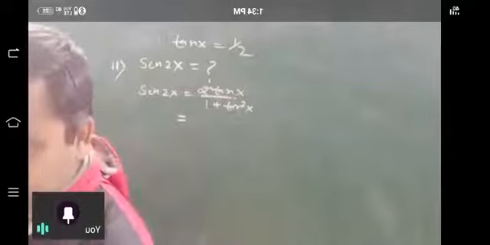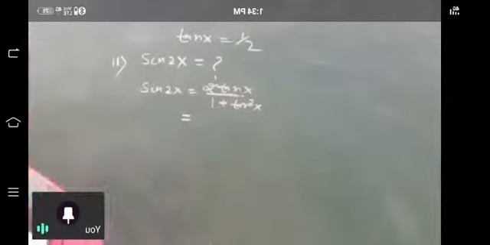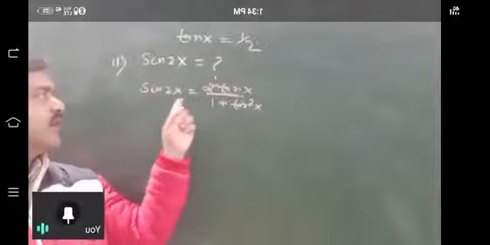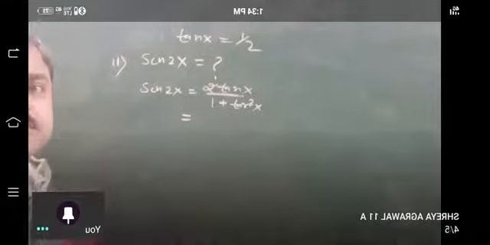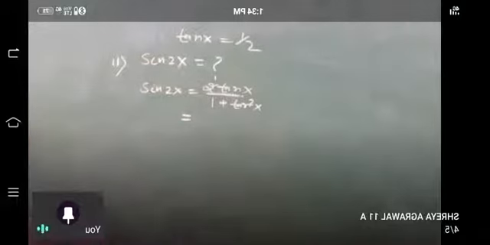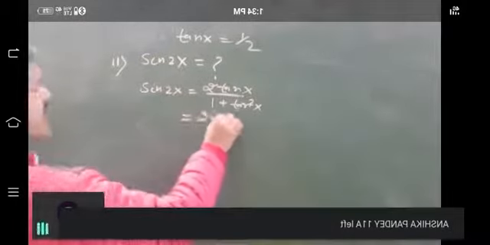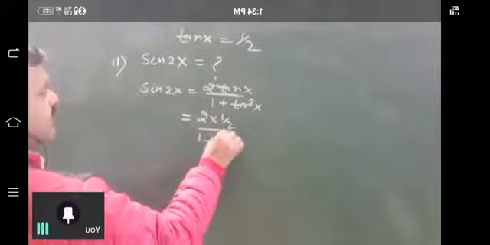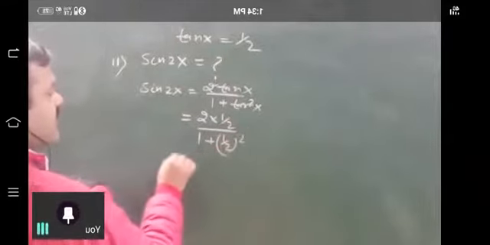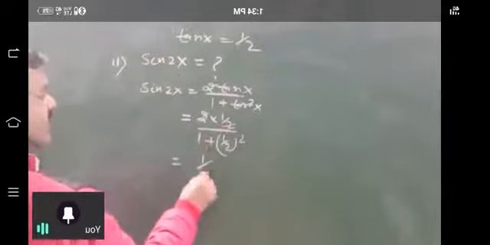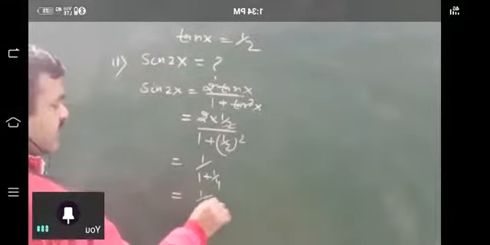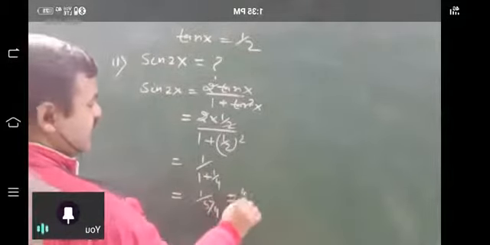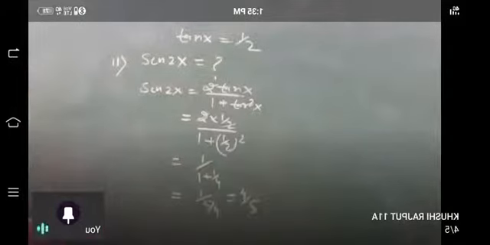Okay, students, tell me what is the value? What is value of sin 2x if it is given tan x is 1 by 2 and we have to determine the value of sin 2x? 4 by 5. Okay. So 2 multiply 1 by 2 upon 1 plus 1 by 2 whole square, 2 and 2 cancel out, 1 upon 1 plus 1 by 4, this is 1 upon 5 by 4, that is equal to 4 by 5, hence the answer is 4 by 5.